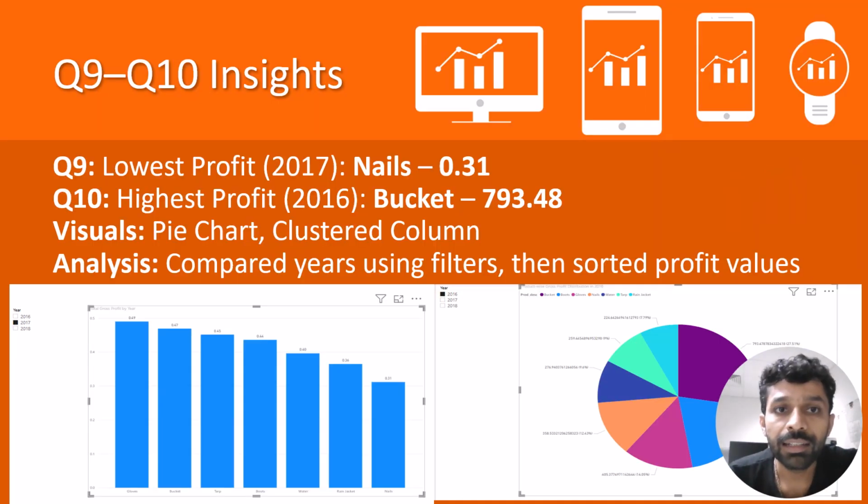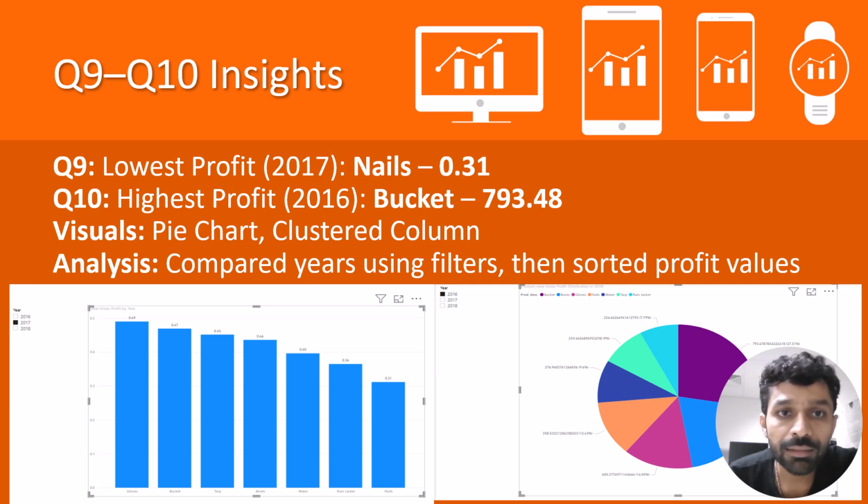In question 9, we started by checking the year with the lowest gross profit using a bar chart. Then we filtered the dataset to that year and used a pie chart to compare gross profit by product. This helped us find the product with the lowest profit.